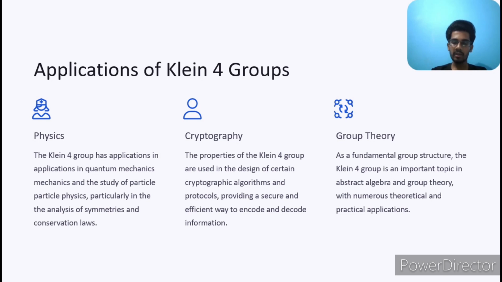Cryptography. The properties of the Klein 4 group are used in the design of certain cryptography algorithms and protocols, providing a secure and efficient way to encode and decode information. Group theory. As a fundamental group structure, the Klein 4 group is an important topic in abstract algebra and group theory, with numerous theoretical and practical applications.